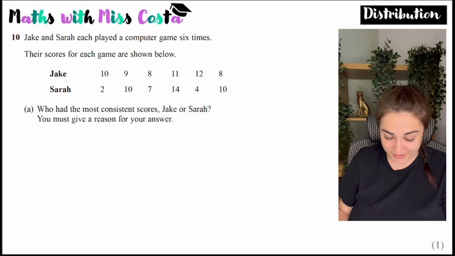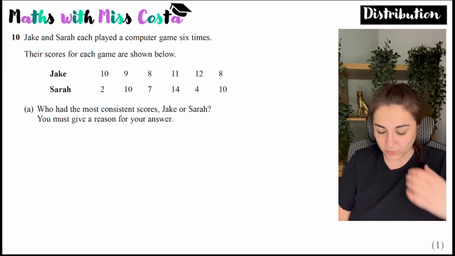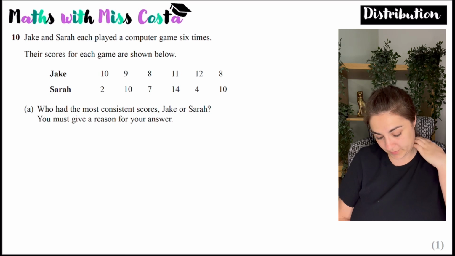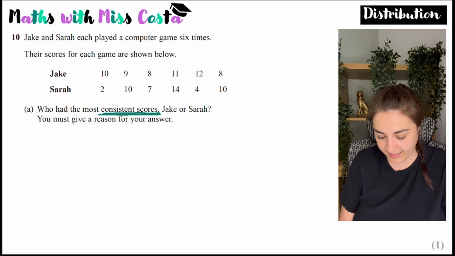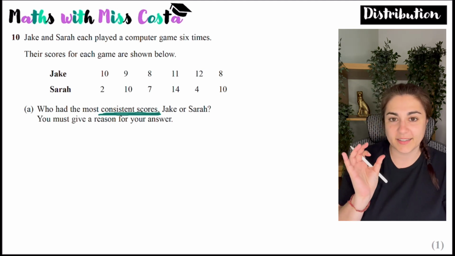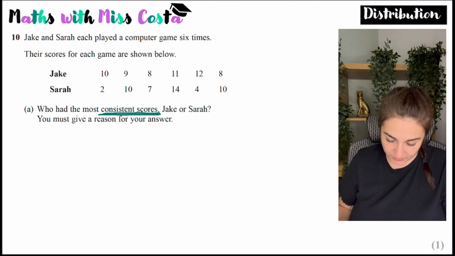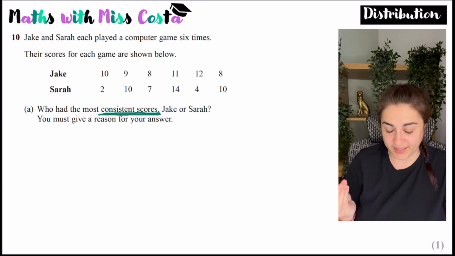Okay, anyway, next question. Jake and Sarah each played a computer game 6 times. Their scores for each game are shown below. Who had the most consistent scores, Jake or Sarah? So consistent means like bunched together. So the smallest range, essentially.